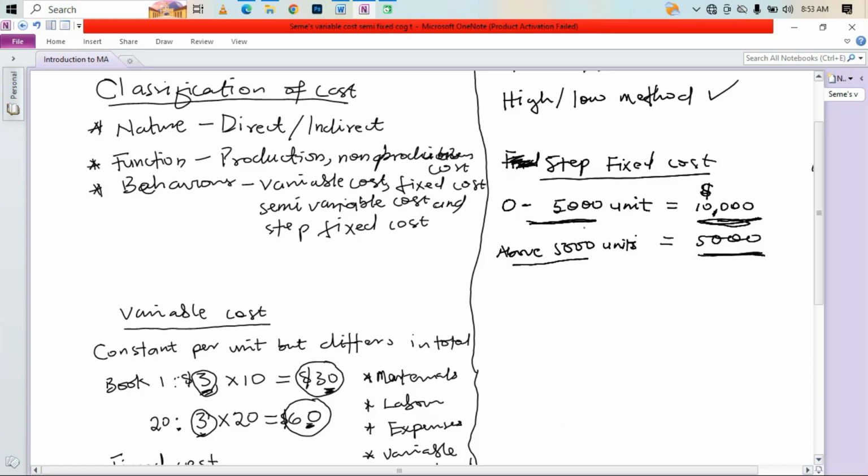So anytime that we produce within this range, the fixed cost will be what? 10,000. But when the production increases beyond the range that we have here, then we must incur an additional cost, which is what? 5,000 additional fixed cost. So this is how the step fixed cost behaves.